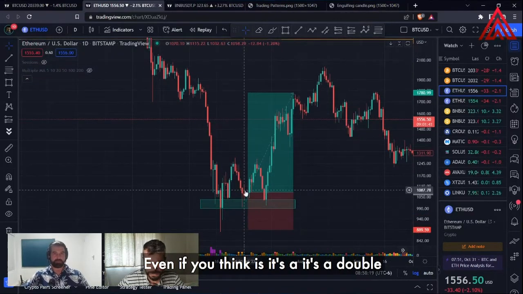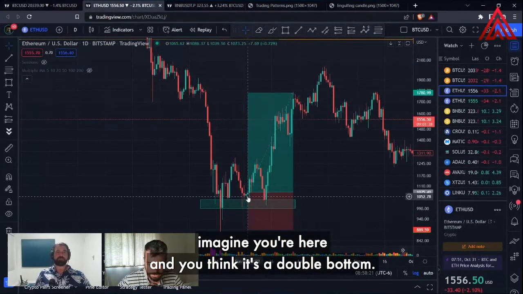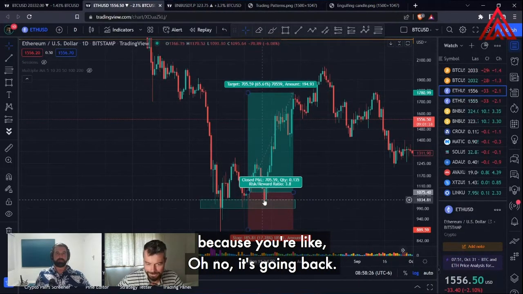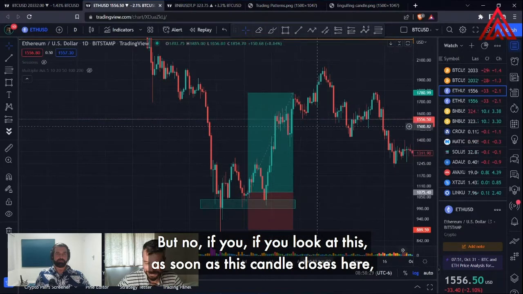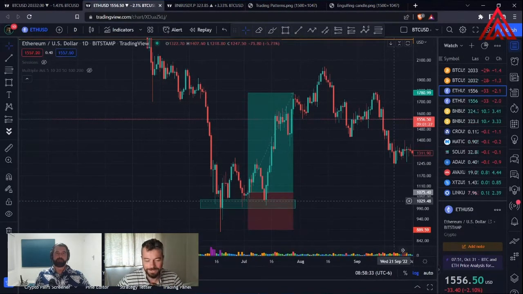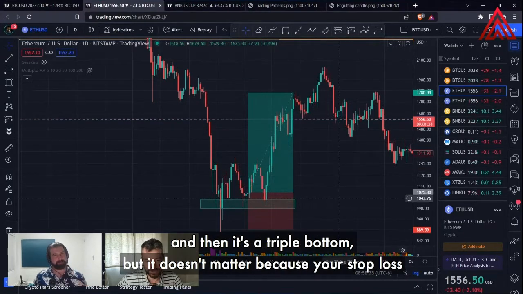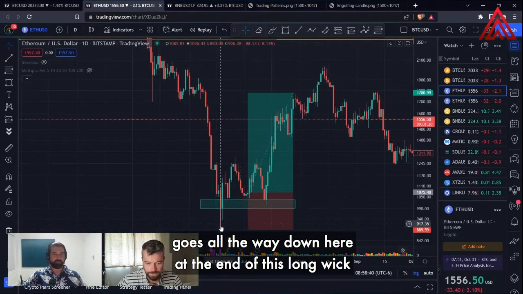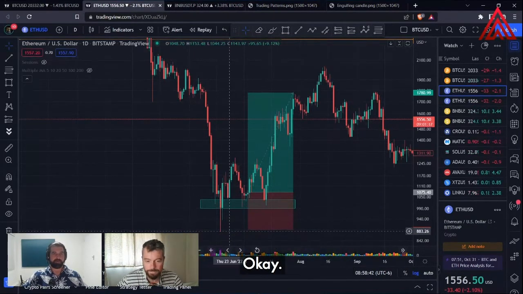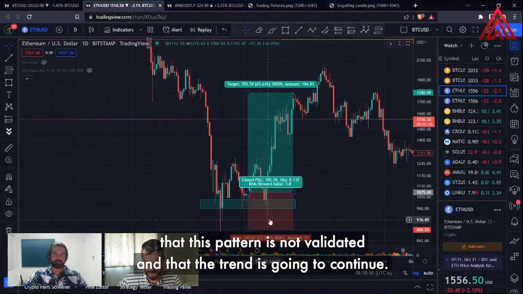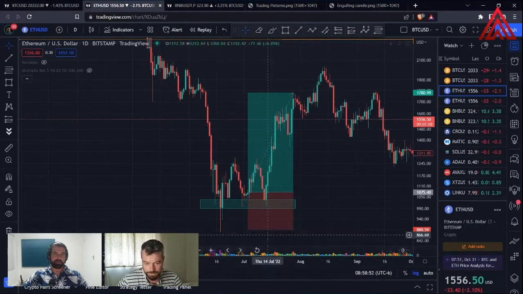Even if you think it's a double, okay. Imagine you're here and you think it's a double bottom. You enter here. Here you get a bit of a fright because you're like, oh no, it's going back. But no, as soon as this candle closes here, you can see that it's a good way up, and then it's a triple bottom, but it doesn't matter because your stop loss was all the way down here at the end of this long wick. If it was going down here and closing in this area, then you have a high chance that this pattern is not validated and that the trend is going to continue. Okay.